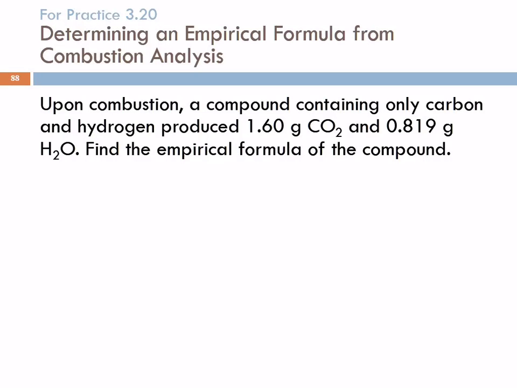So here's the sort of data that we would get. I'm not going to make you draw a combustion analysis picture or anything, but if you were given a problem like this, you should be able to solve it. Upon combustion, a compound containing only carbon and hydrogen produced 1.60 grams of CO2 and 0.819 grams of H2O. Find the empirical formula of the compound. We need mass of carbon and mass of hydrogen, and then we can do those steps that we learned to get the empirical formula. But they didn't give us mass of carbon. They gave us mass of CO2.